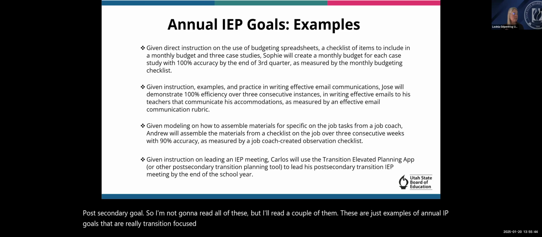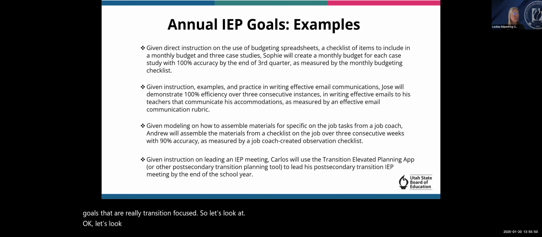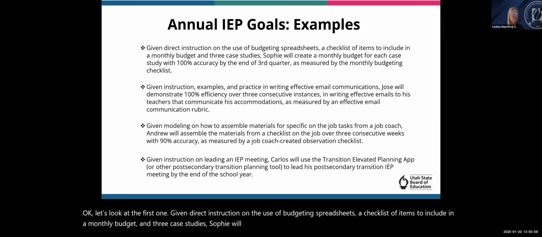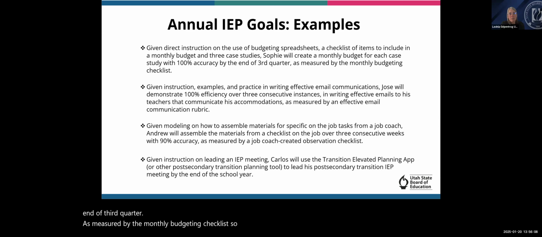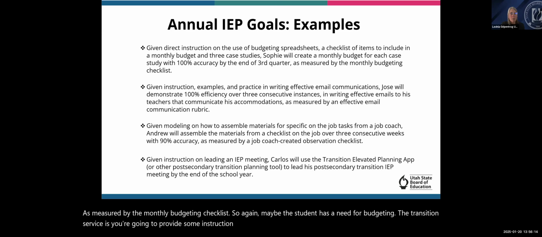So let's look at the first one. Given direct instruction on the use of budgeting spreadsheets, a checklist of items to include in a monthly budget, and 3 case studies, Sophia will create a monthly budget for each case study with 100% accuracy by the end of third quarter, as measured by the monthly budgeting checklist. So again, maybe the student has a need for budgeting. The transition service is you're going to provide some instruction for budgeting. But we want to see, well, is the student actually going to gain some skills? So we're going to write a goal for this and hold the student accountable for using these budget spreadsheets and understanding budgeting.